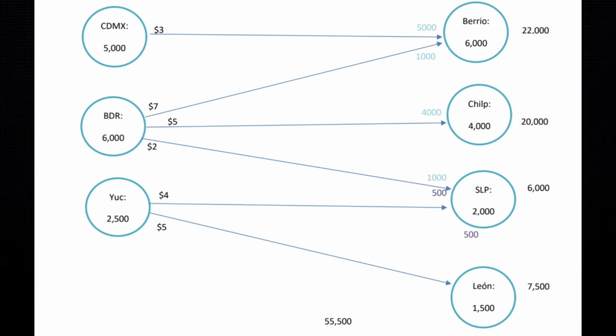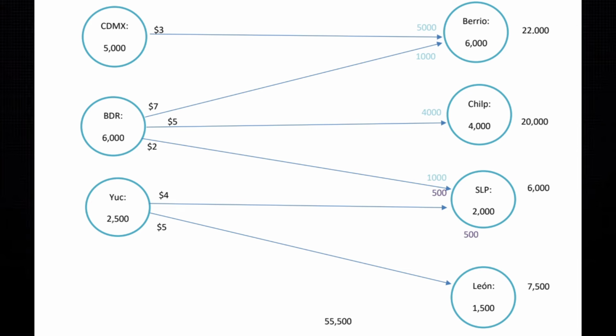For the transport model, we must first locate the origin and the destination. The origin is also represented as the supply and the destination as the demand.